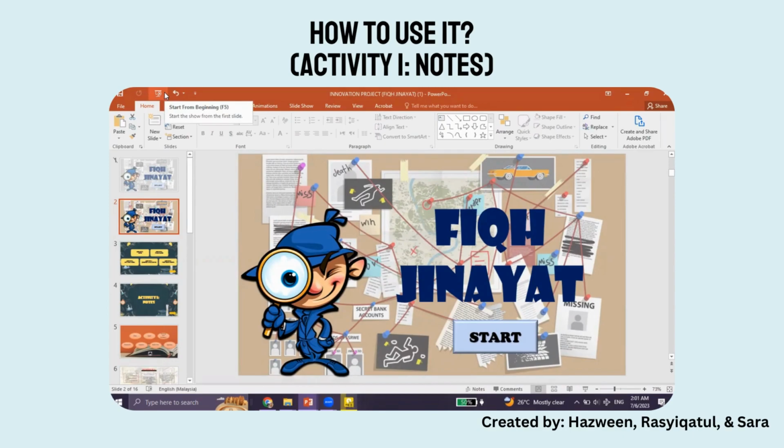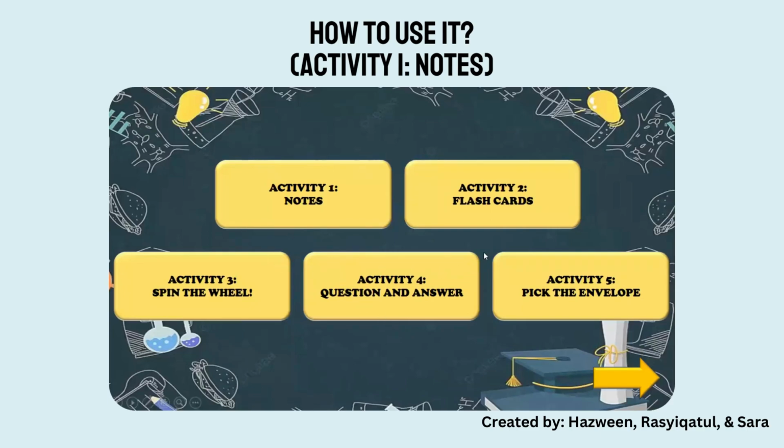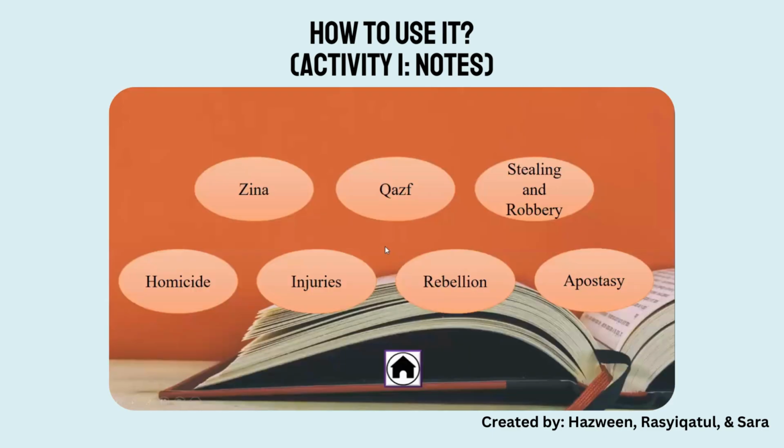In order to use this Interactive PowerPoint, students first need to click on the presentation button at the top left. Then, click on the Start button that will direct us to the list of activities. After that, choose any activity we want, for example, the notes. Click on it, and then click on the arrow, and there is a bunch of topics in Fiqh Jinayat that we have learned. Choose any topic, for example, apostasy.